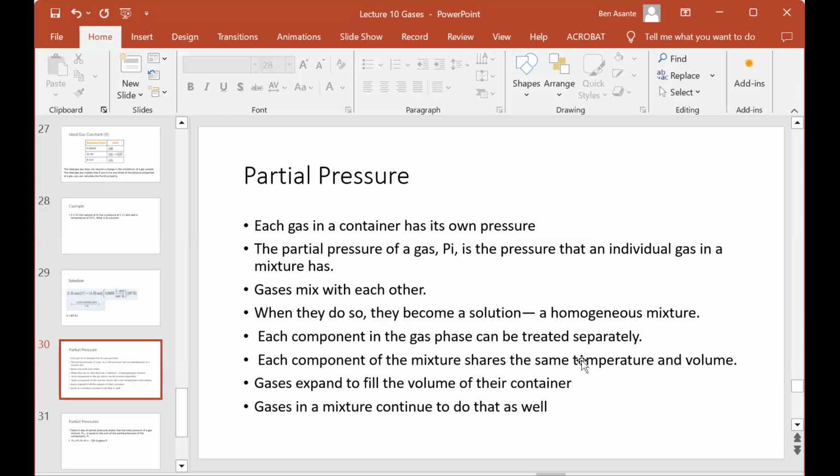So gases mix with each other. When they do so, they become a solution. That's a homogeneous solution, a homogeneous mixture. Each component in the gas phase can be treated separately. Each component of the mixture shares the same temperature and volume. Gases expand to fill the volume of their container, and gases in the mixture continue to do that as well. So when you have gases in the container, each one can be treated differently, but they have the same volume. They have the same what? The same temperature.